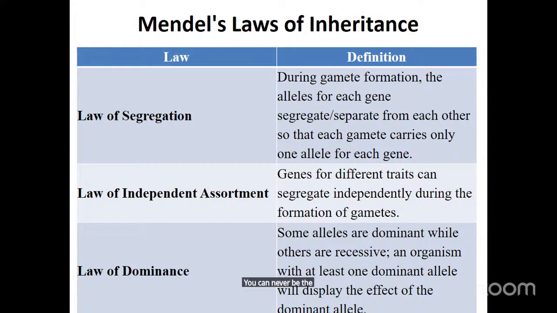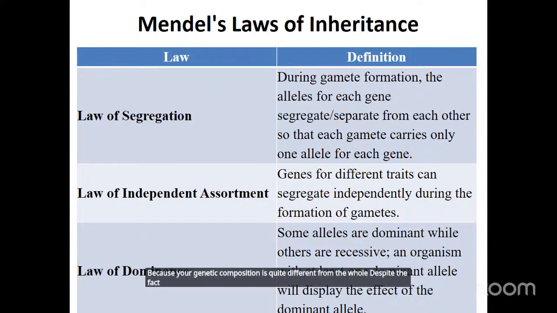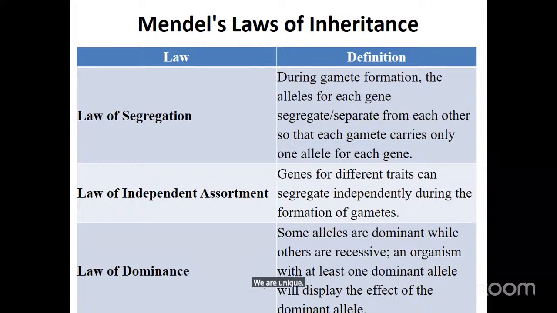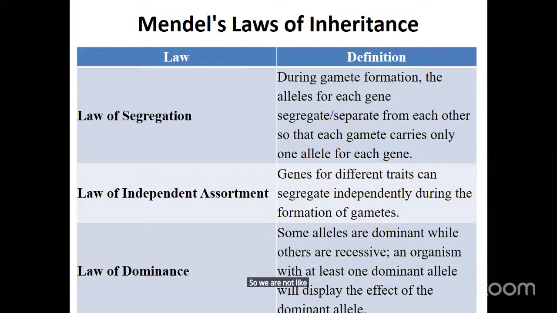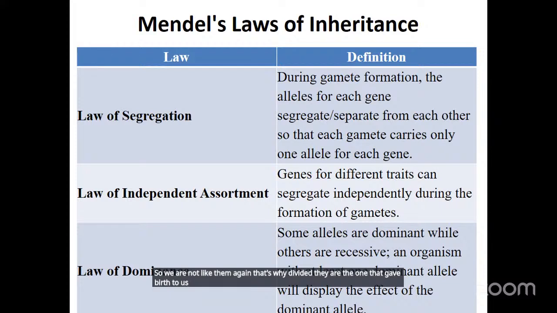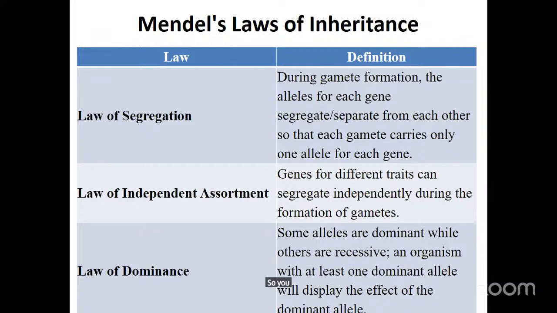You are unique in your own way because your genetic composition is quite different from their own, despite the fact that they were the ones that gave birth to us. We are unique. Remember, during meiosis, there's what is called crossing over leading to recombinants, and so there is a kind of mixing up of genes before they gave it to us. So we are not like them again. So when you consider so many traits about yourself in comparison with your parents, you will see so many areas where you are different from them. So facially, you may look like them.